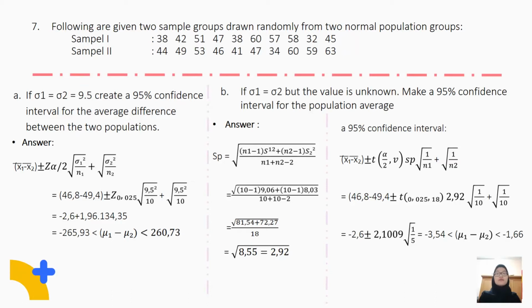And then for a 95% confidence interval, we've got x1 average minus x2 average plus or minus t alpha over 2 with v degrees of freedom multiplied by Sp multiplied by square root of 1 over n1 plus 1 over n2. So the 95% confidence interval is x1 average minus x2 average plus or minus t alpha over 2 with v degrees of freedom multiplied by Sp multiplied by square root of 1 over n1 plus 1 over n2, and equals 46.8 minus 49.4 plus or minus t.